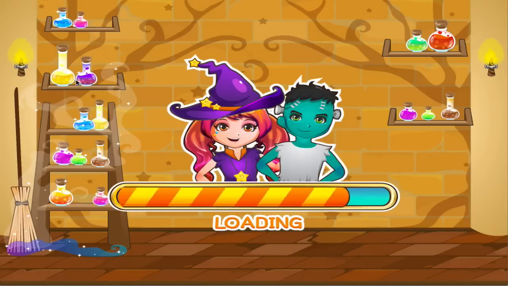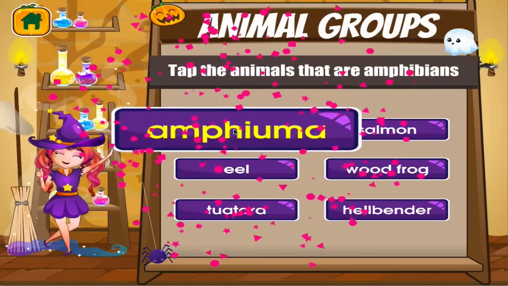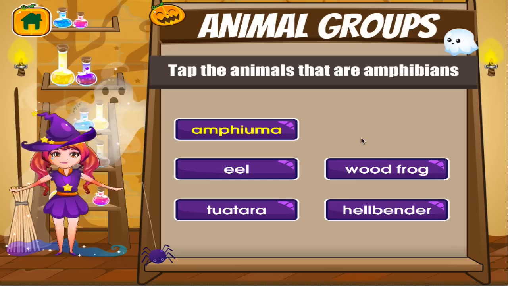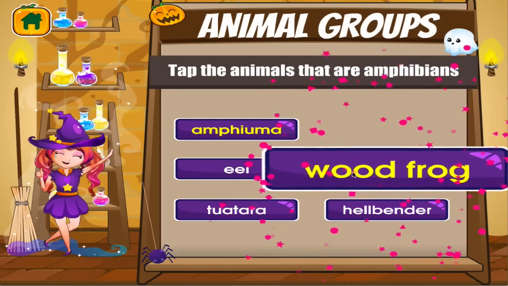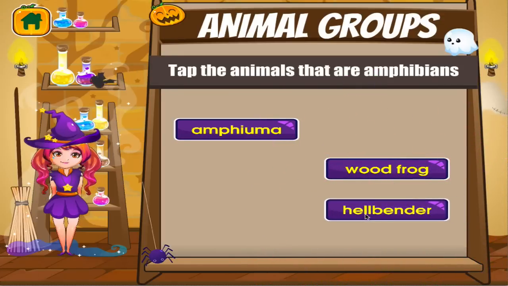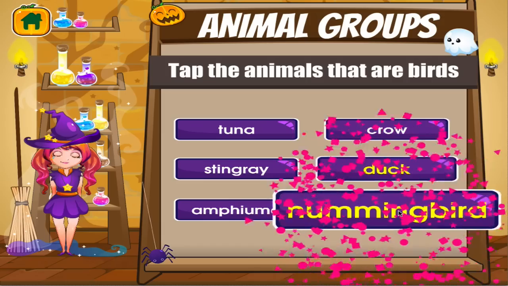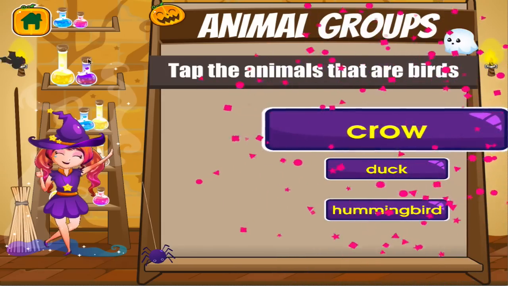Animal groups. Tap the correct answer. Fantastic! Oops! Excellent! Not that one. Terrific! Tap the correct answer. Fantastic! Excellent! Terrific!